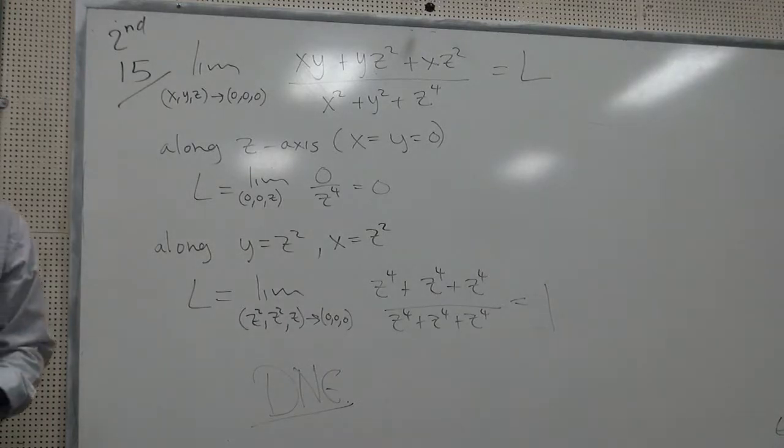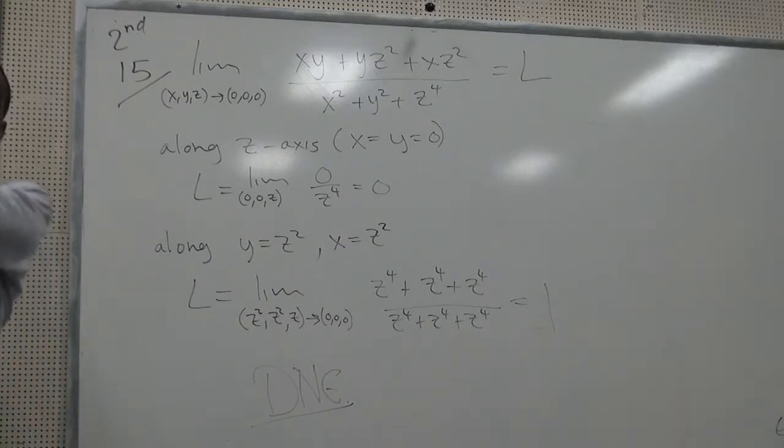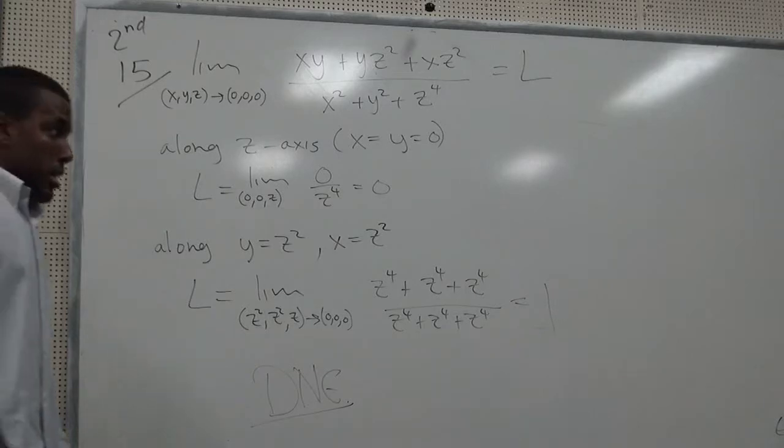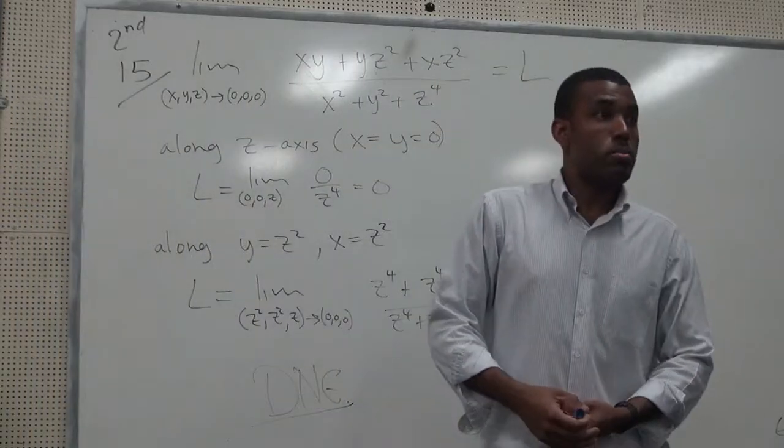If you've done this along y equals z squared and x equals 0, does it have to be the same? Yes, because that curve also passes through 0. Right, so x equals 0 means you're in the yz plane, and then you travel along the curve y equals z squared in that plane. It would still go through the origin. Other questions?